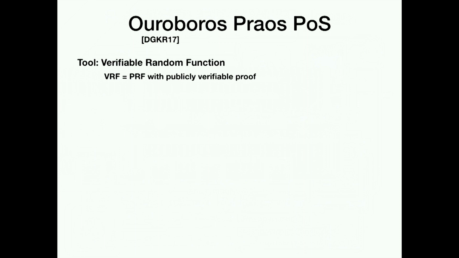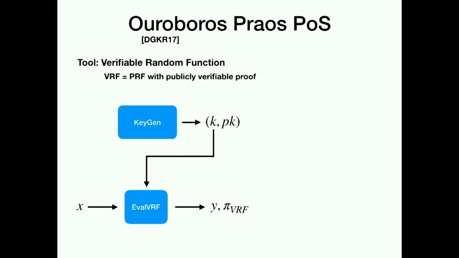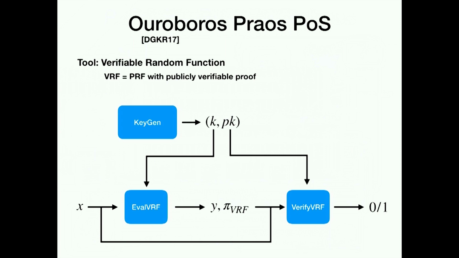So why is this useful? Well, here's a diagram of how this VRF looks. You have a key generation, which gives you a key pair, secret key and public key. You can use the secret key to evaluate the VRF on any given input, and it gives you the output, and that's the fancy part, plus a proof. This evaluation function is used by the one with stake to check if they won the lottery. This is the source of randomness in the lottery. And of course, if they win, they publish a block, and we need to check that they won. So we have a verify function, which takes your public key, the input, the output, and the proof, and gives you yes or no.